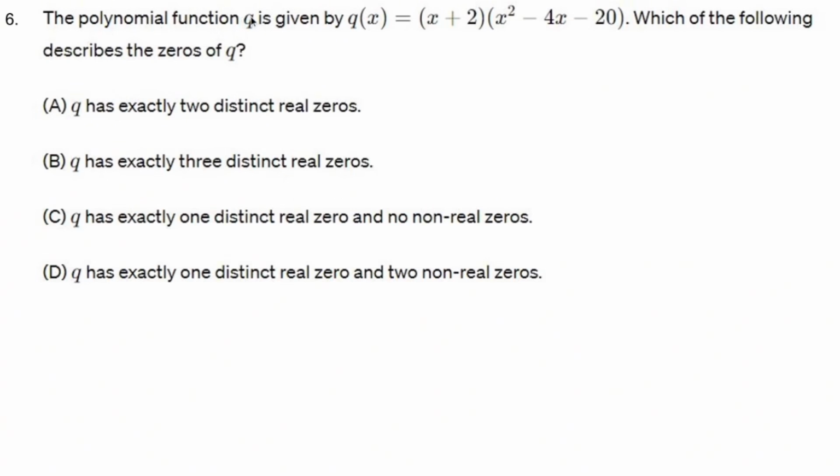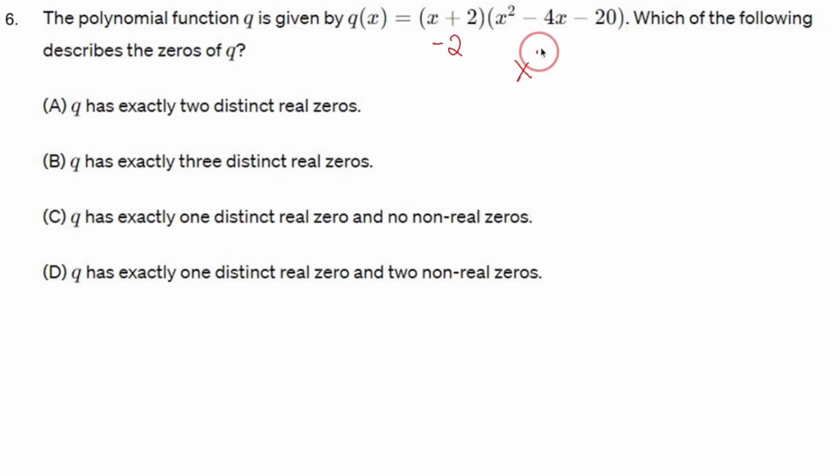The polynomial function q is given by q of x equals x plus 2 in parentheses times x squared minus 4x minus 20 in parentheses. Which of the following describes the zeros of q? Okay, well, what I would do is, I know zeros are when these guys cross the x-axis. So a 0 would be -2 because you would set that equal to 0.